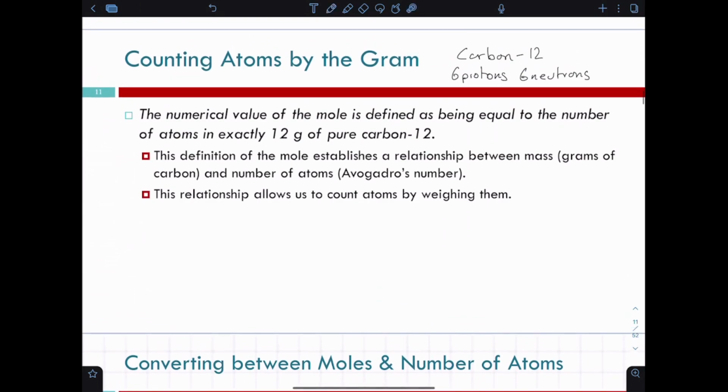And so that's how it's defined. And this definition establishes a relationship between the mass in grams of carbon and the number of atoms, Avogadro's number. And this relationship allows us to count atoms by weighing them instead of having to figure out a way to count them individually.